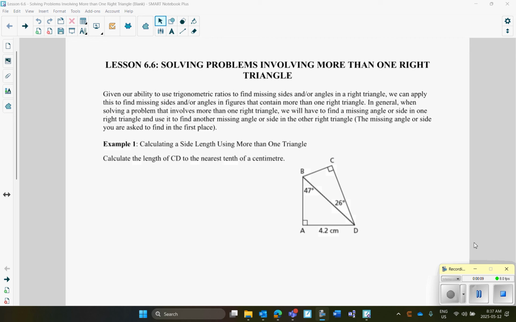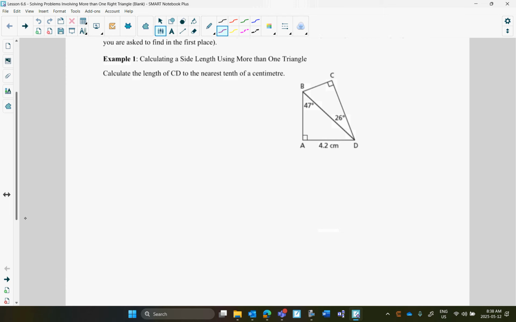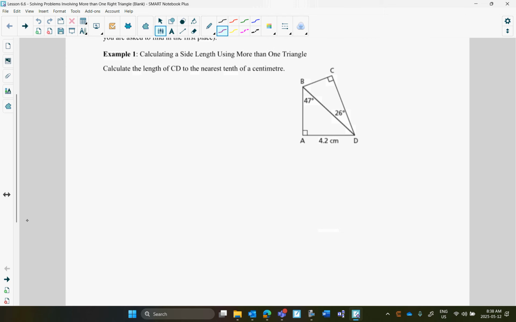So this last lesson, we've done how to find missing angles and sides in a single right triangle using trigonometry. And then we've done a little bit of problem solving with it as well. Last thing we're going to look at, what if we had two right triangles? How do we solve problems using trig if there's more than one right triangle? So really the best way to do this is just work through some examples, and then use some logical thinking.